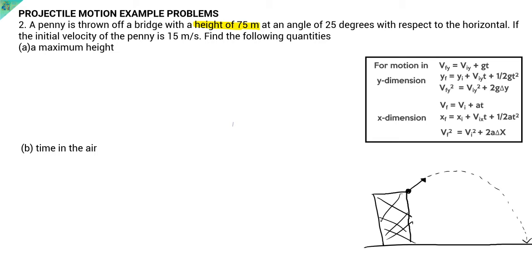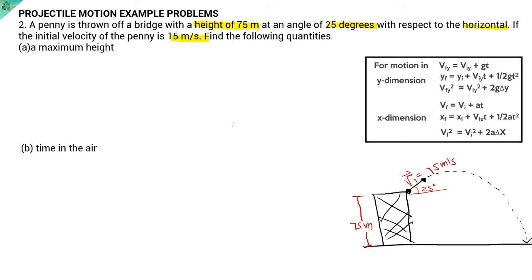The height of the bridge is 75 meters. The penny is thrown at about 25 degrees with respect to the horizontal. If the initial velocity is 15 meters per second, we search for the following quantities. Okay, let's write it here. First, this bridge has a height, let me use a red ink, of 75 meters. And this penny is thrown at an initial velocity of 15 meters per second at an angle of 25 degrees. So those are our givens.